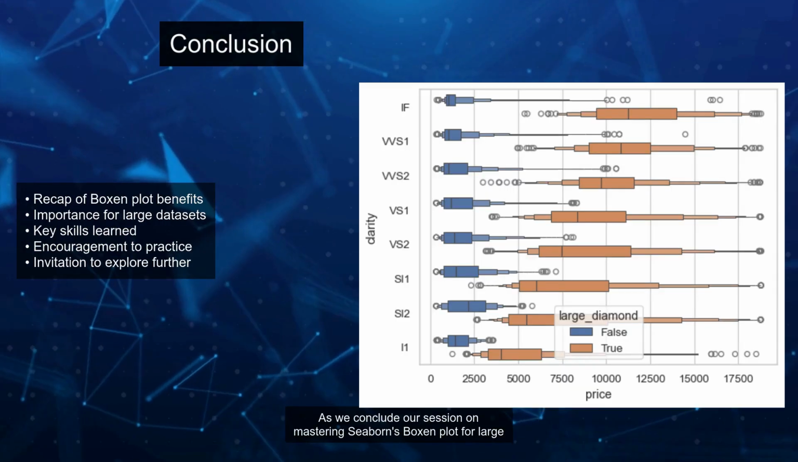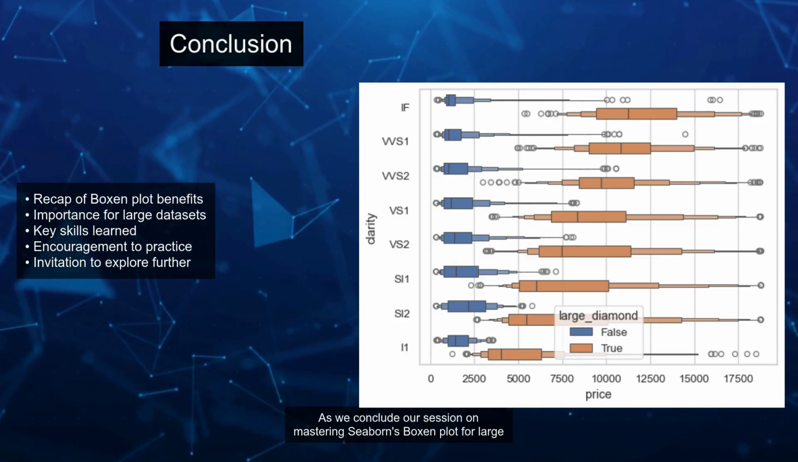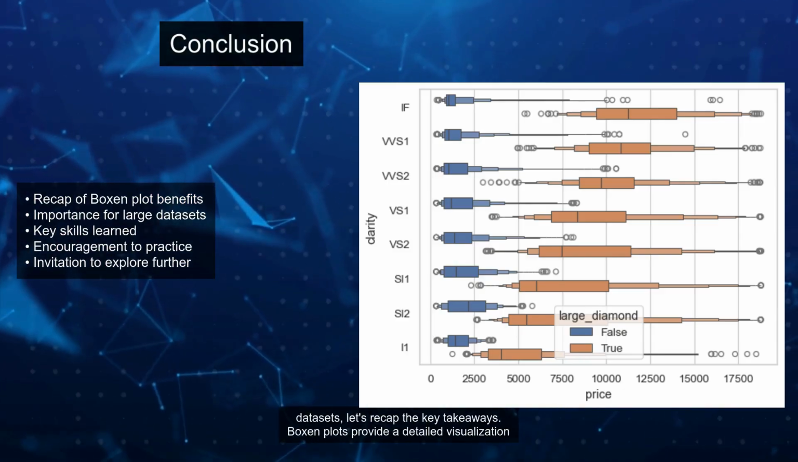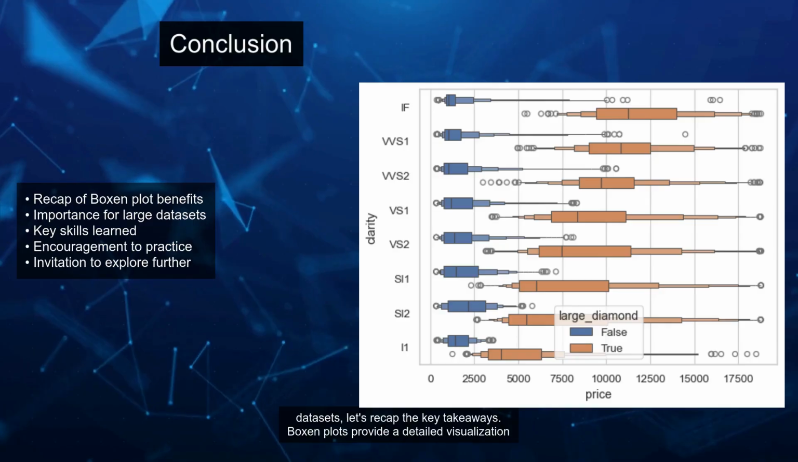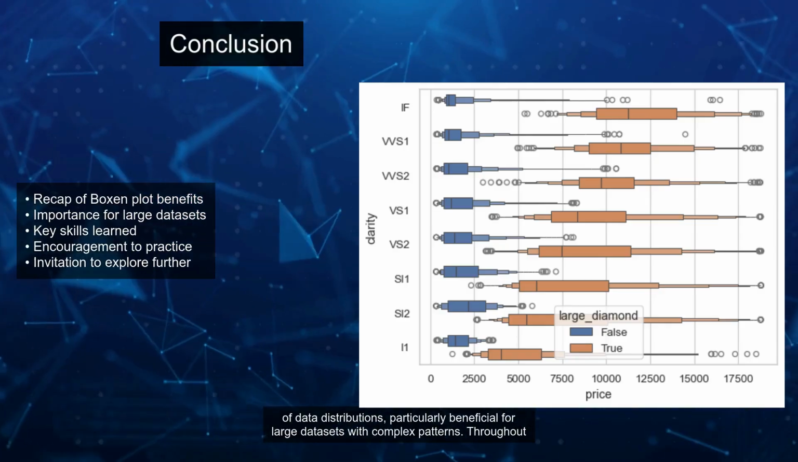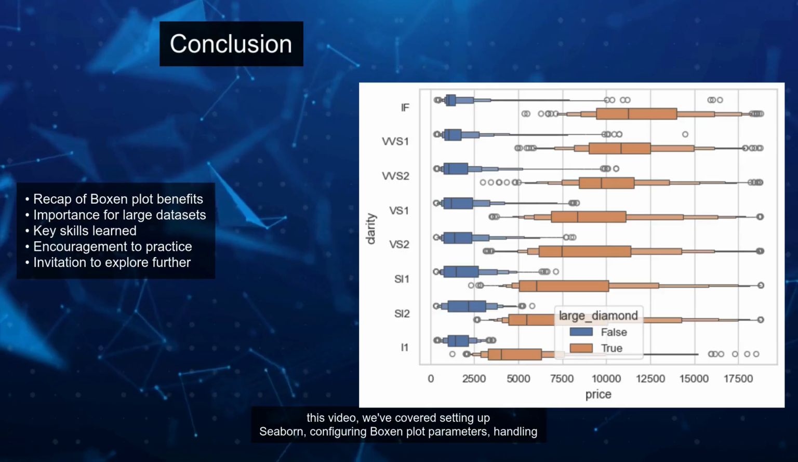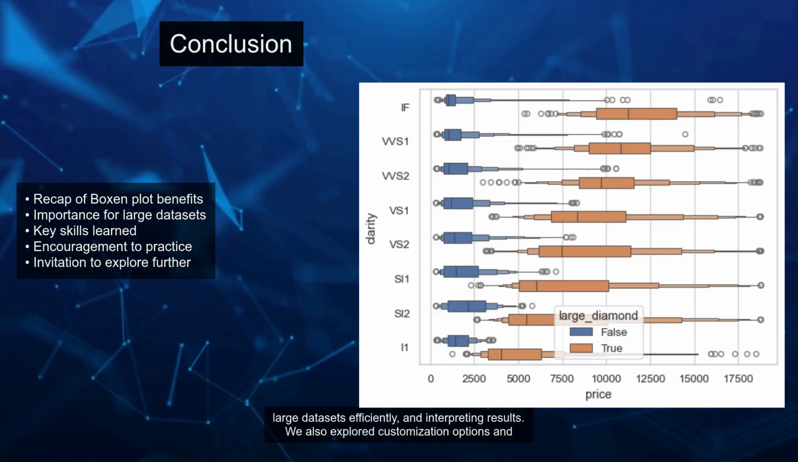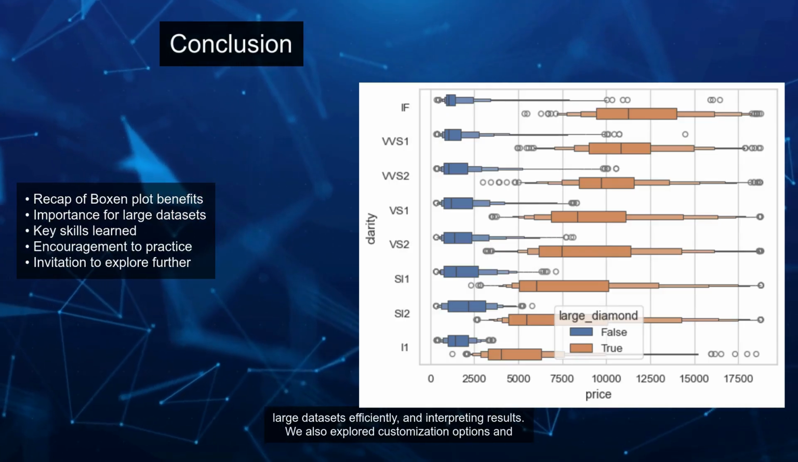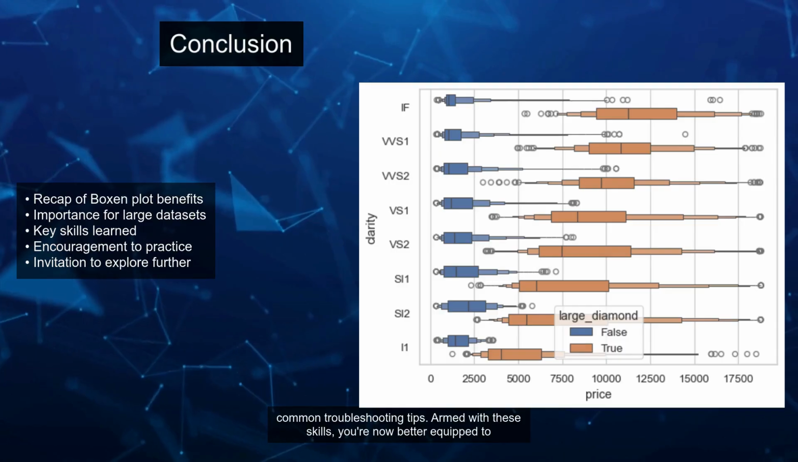By being aware of these pitfalls and employing effective troubleshooting strategies, you can enhance the reliability and accuracy of your Boxen plots. As we conclude our session on mastering Seaborn's Boxen plot for large datasets, let's recap the key takeaways. Boxen plots provide a detailed visualization of data distributions, particularly beneficial for large datasets with complex patterns. Throughout this video, we've covered setting up Seaborn, configuring Boxen plot parameters, handling large datasets efficiently, and interpreting results. We also explored customization options and common troubleshooting tips.